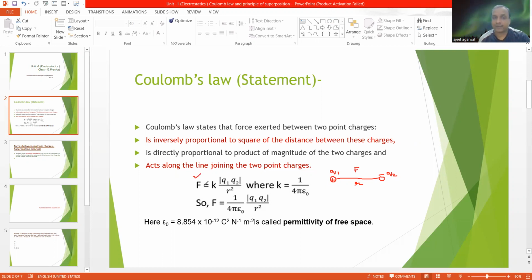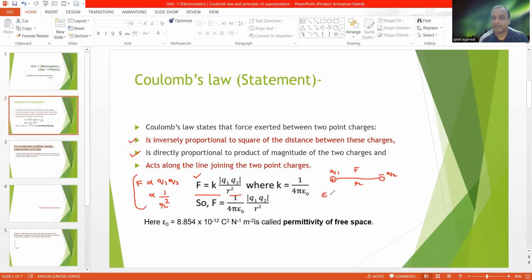This force F will be directly proportional to the product of magnitude of charges and inversely proportional to square of distance. If you join these two points, you will get a relation like this: F proportional to Q1 Q2 by r square. If you remove the proportional sign, then you will put a constant K. What is K here? This K is 1 upon 4 pi epsilon 0.